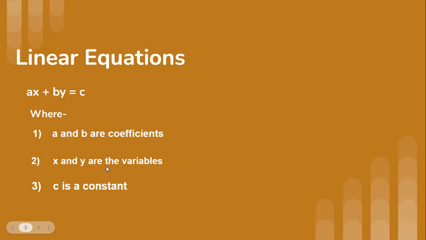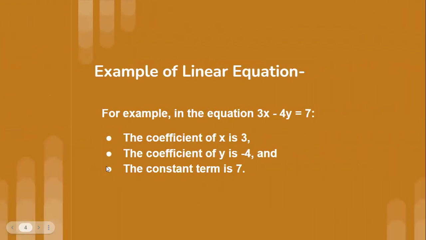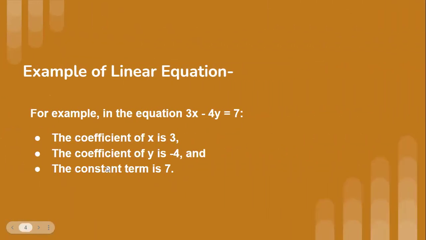So let's break it down a bit more. For example, in the equation 3x minus 4y is equal to 7, the coefficient of x is 3, the coefficient of y is minus 4, and the constant term is 7. What's important is that x and y are only raised to the first power, meaning no exponents, no squaring or cubing, just simple terms.